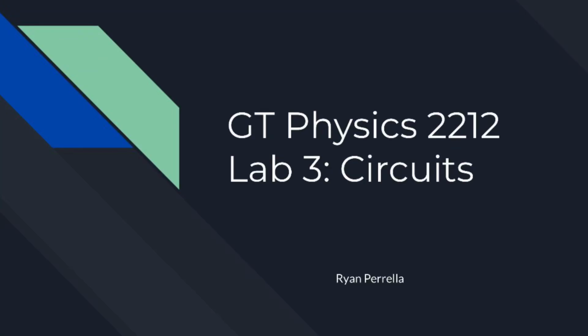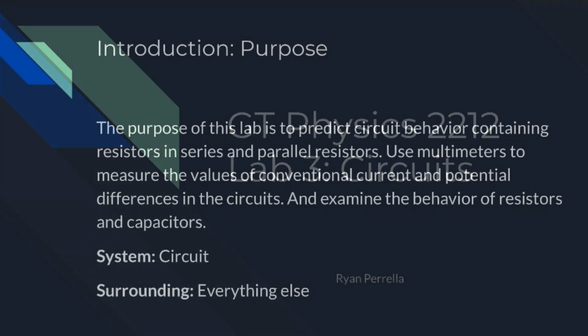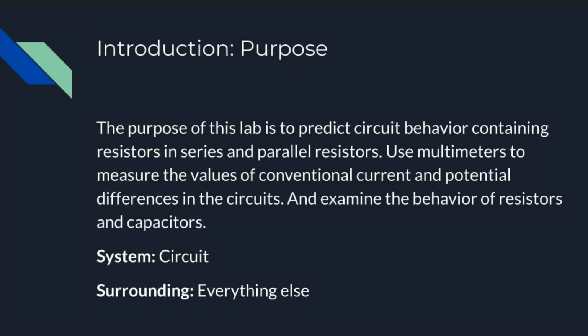This is Georgia Tech Physics 2 Lab 3 Circuits by Ryan Perella. The purpose of this lab is to predict the circuit behavior containing resistors in series and parallel, use multimeters to measure the value of conventional current and potential difference in the circuit, and examine the behavior of resistors and capacitors. Our system is a circuit and our surroundings is everything else.